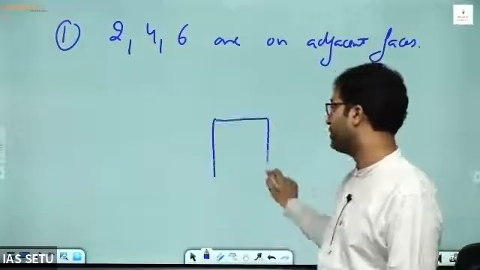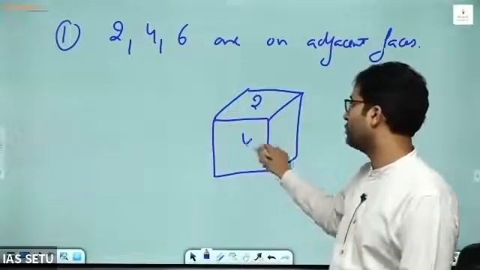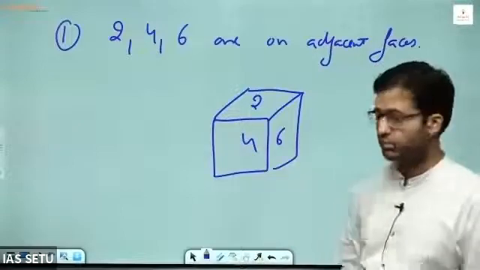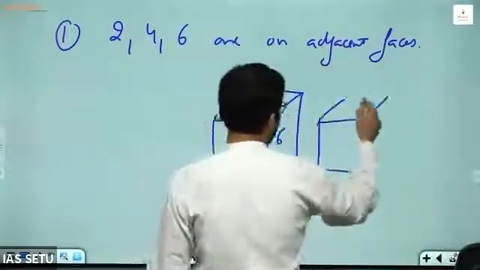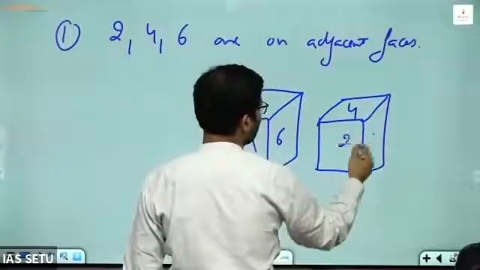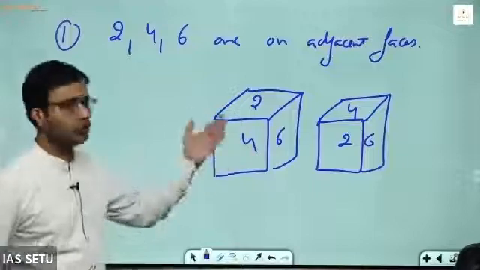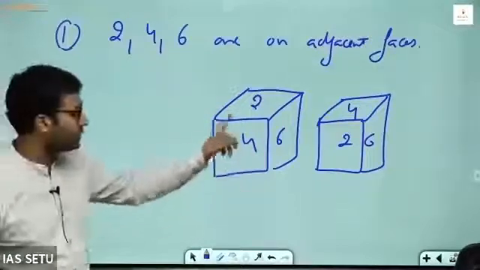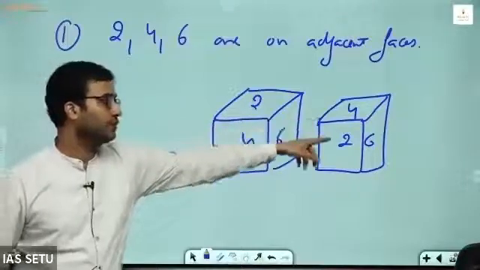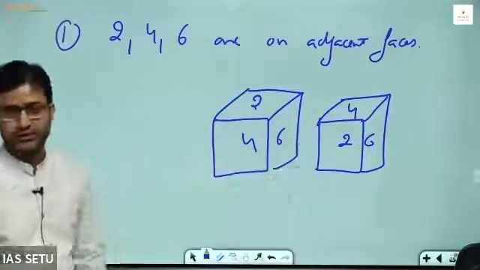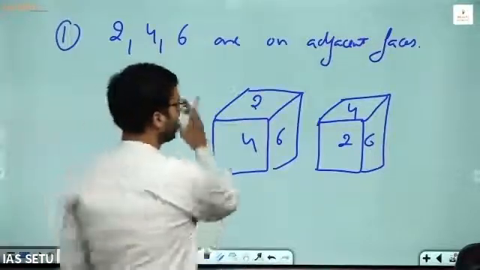Statement में position नहीं पता होती. It can be like this: 2, 4, 6. Maybe 2 is on top, but you cannot confirm. It can be 4 on top. It can be 4, 2, 6, or it can be 6, 4, 2. It can be 2 on top, 4 on top, 6 on top. In all cases, 2 and 4 adjacent, 4 and 6 adjacent, 6 and 2 adjacent. So we don't know the position, but 2, 4, 6 are adjacent to each other.